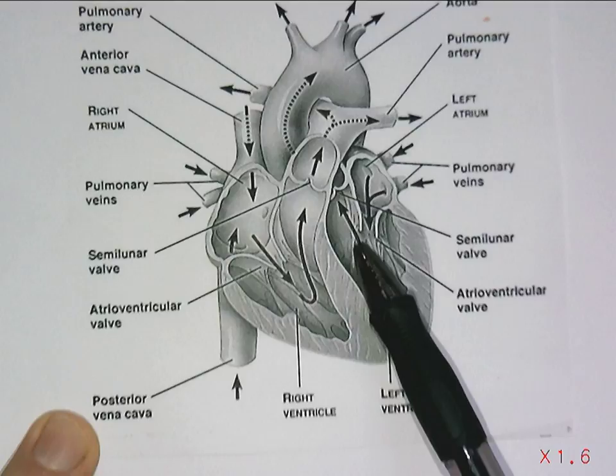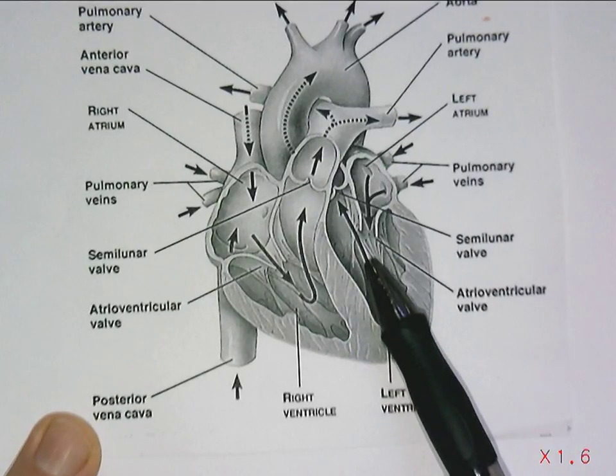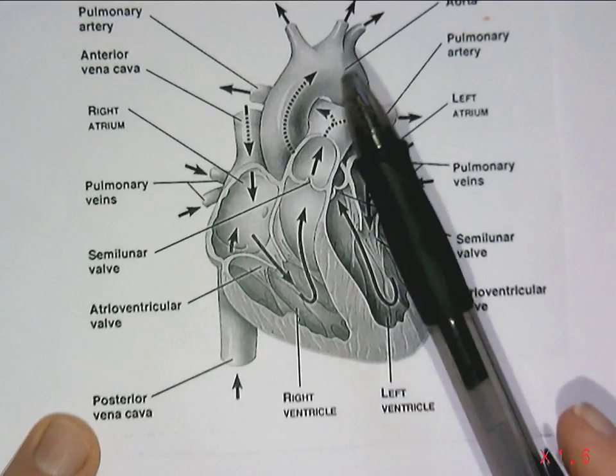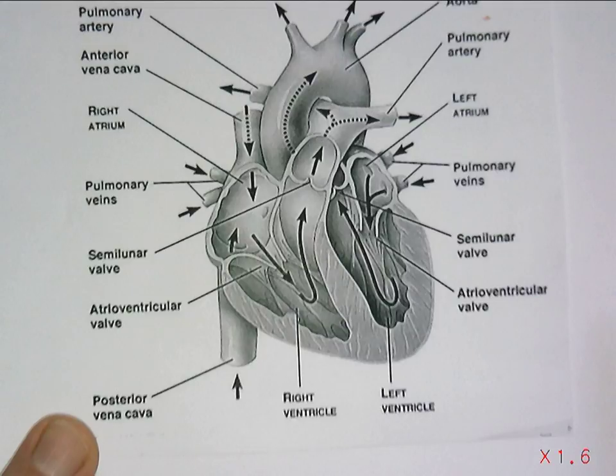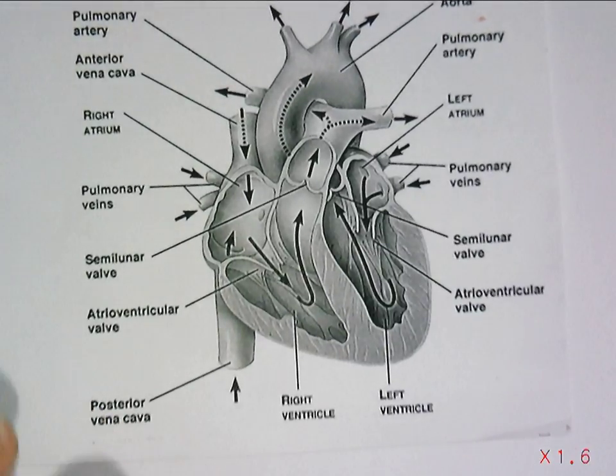So again, underneath here is the valve to the aorta. This oxygen-rich blood that's now come from the lungs is going to be pushed into the big, very important vessel, your largest vessel associated with the heart, the aorta here on the top. And that's going to enable the blood to be pushed to all parts of the body.